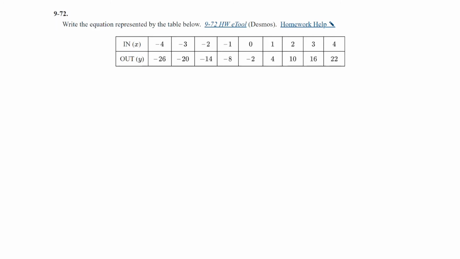Question 72. Write the equation represented by the table below. So your x values are increasing by 1 each time. Your y values are increasing by 6 each time. So it's growing by 6. And you start at -2, so this would be y equals 6x minus 2.